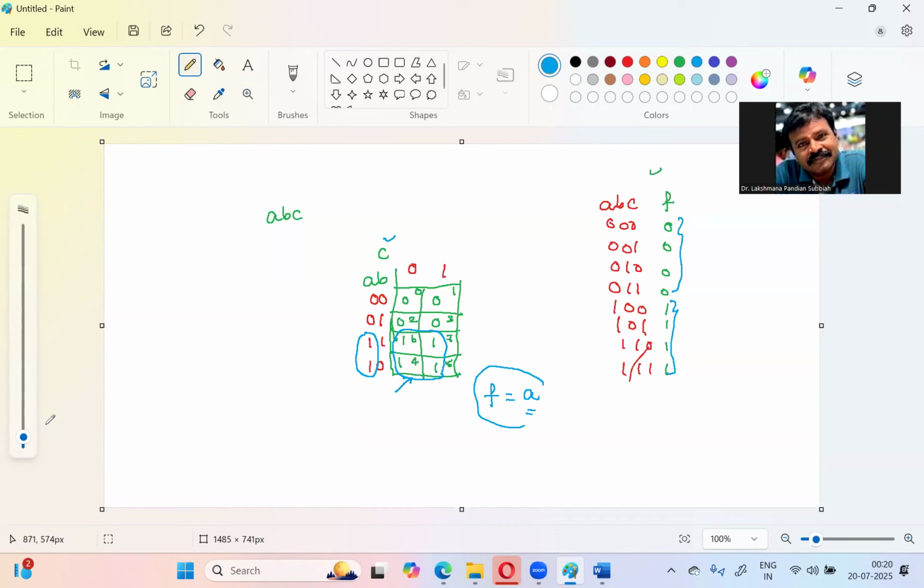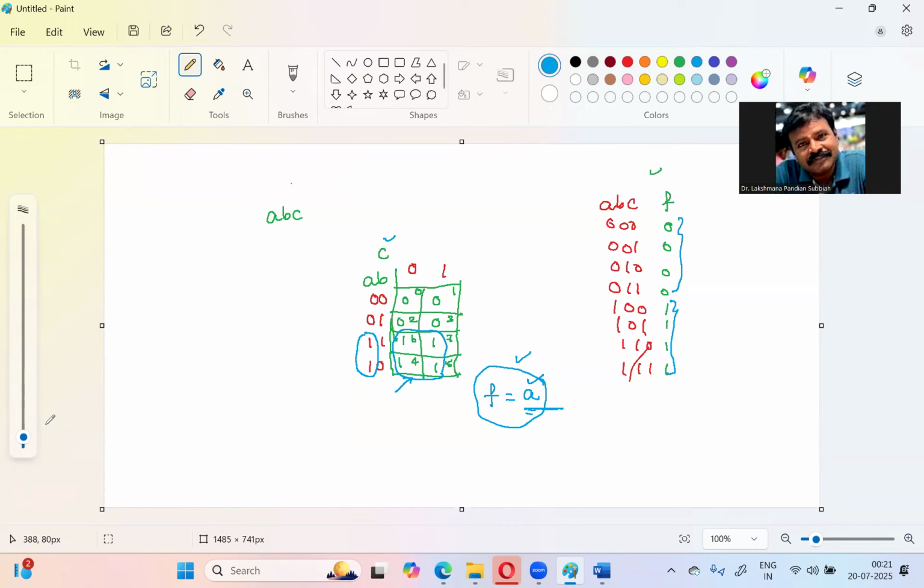This is the function. So F equal to A. If you have 4 combinations, then they are realized by a single literal of the term. So that is the sum of min terms. Sum of min term is here, right? Okay, so this one is a 3 variable map.